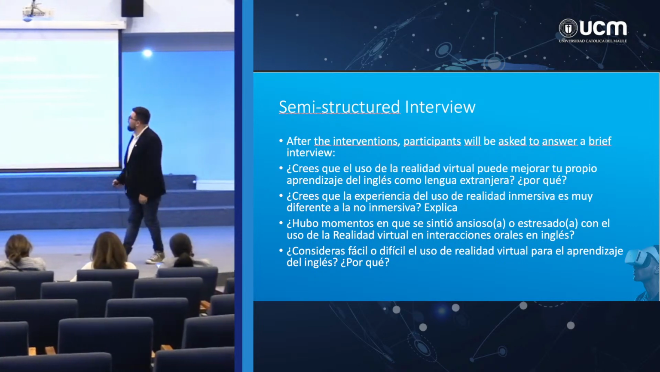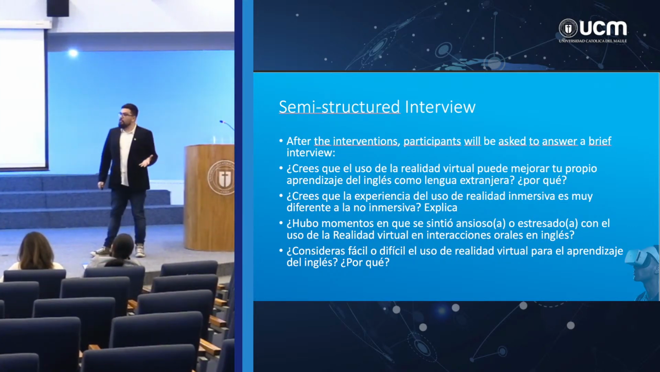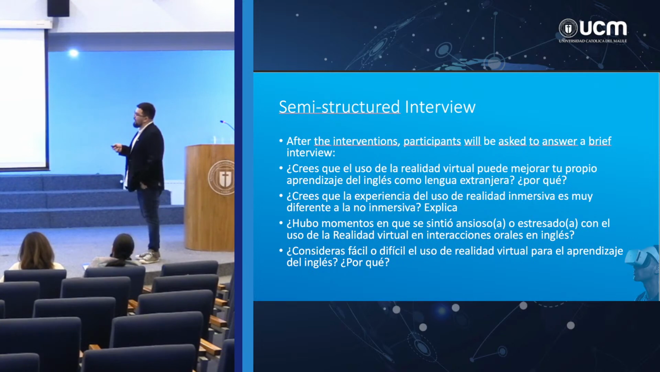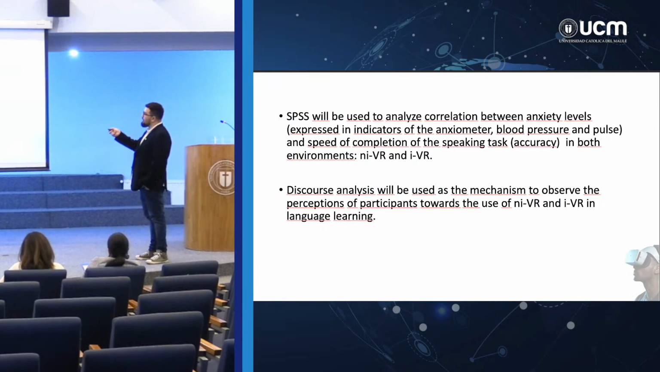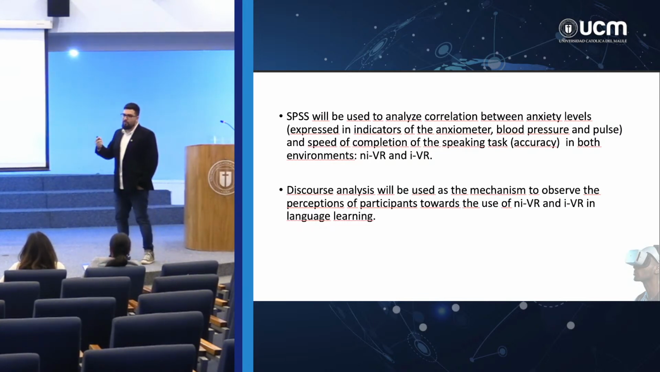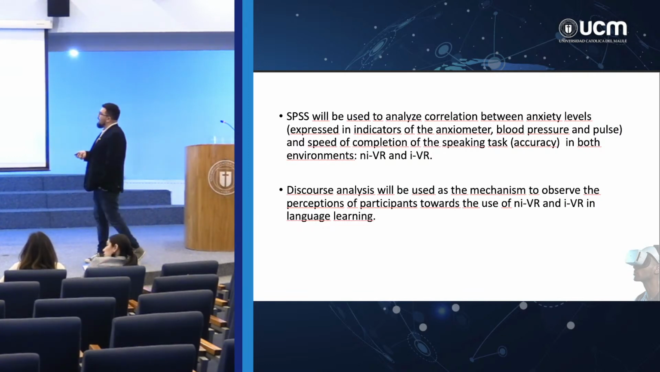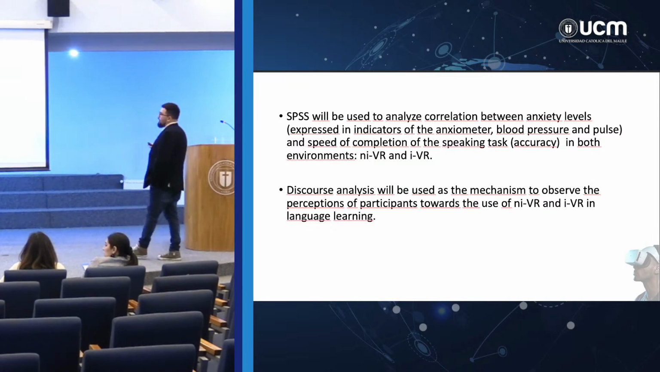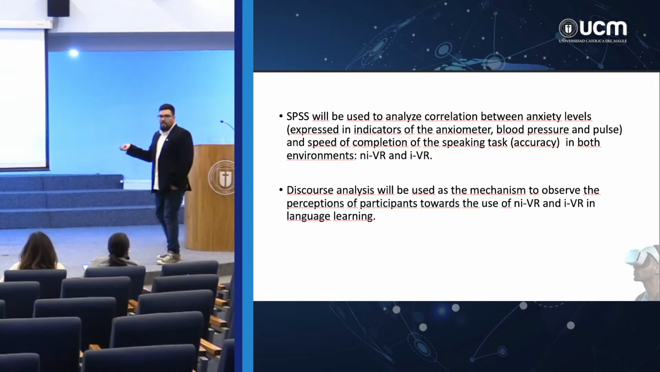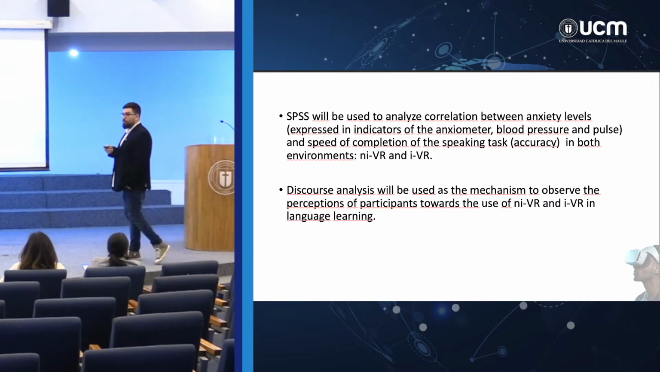So what I'm going to do with the information, I'm going to use SPSS, so you know that, probably, to analyze the correlation between anxiety levels, expressed through indicators of anxiometer, blood pressure and pulse, and speed of completion of the speaking task, accuracy in both environments, for both groups, HAPS and LAPS, in IVR and NIVR. And also this analysis will be used as a mechanism to observe the perceptions of the participants towards the use of both conditions, both groups.